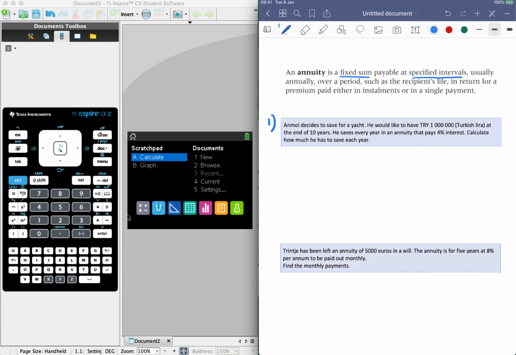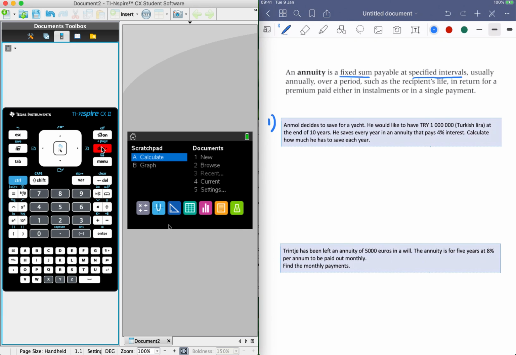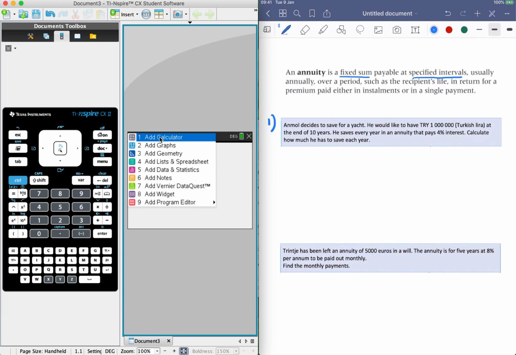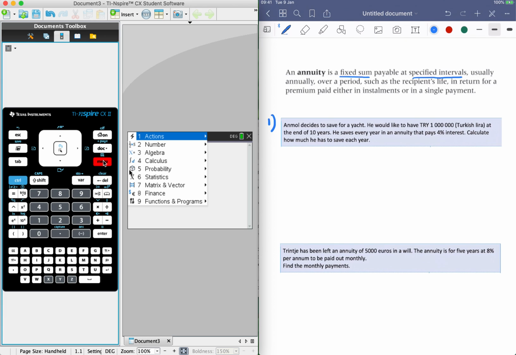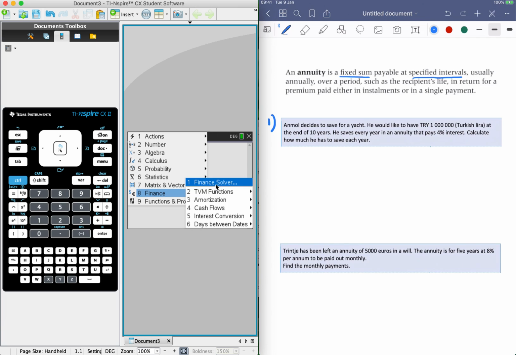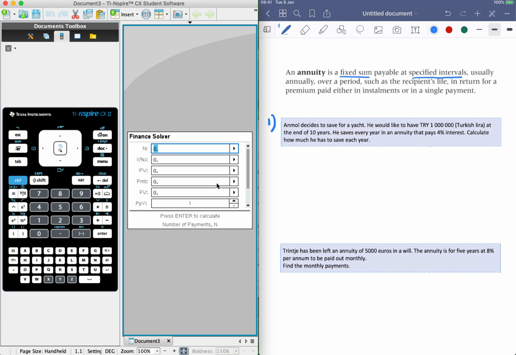So we've got our finance solver, which we can see here. Let's just open it up. So doc, and I want a new doc. Add calculator, and we want finance solver. So we need to establish and figure out what values we're going to have for this.